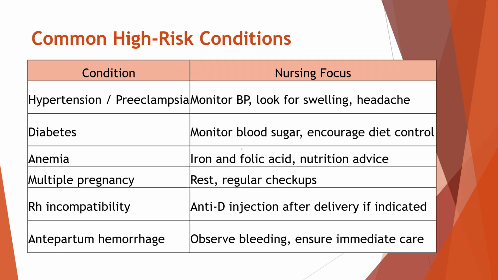Antepartum hemorrhage. This means bleeding from the vagina during pregnancy, before delivery. The nurse should observe the amount of bleeding, keep the mother calm, and make sure she gets immediate medical care.